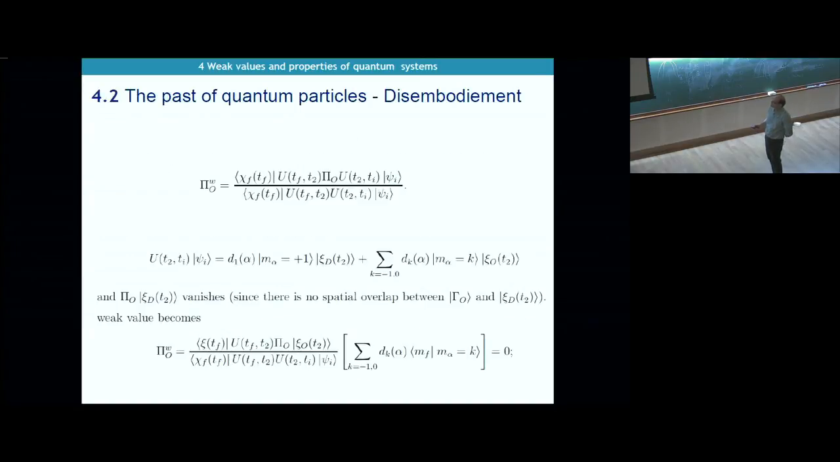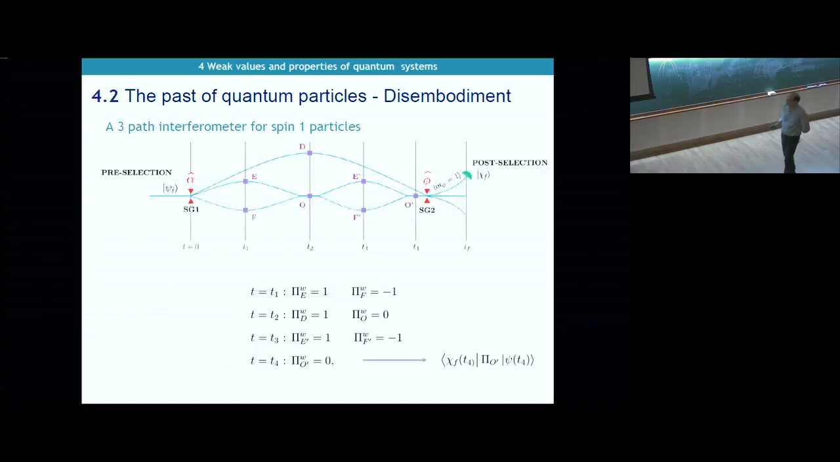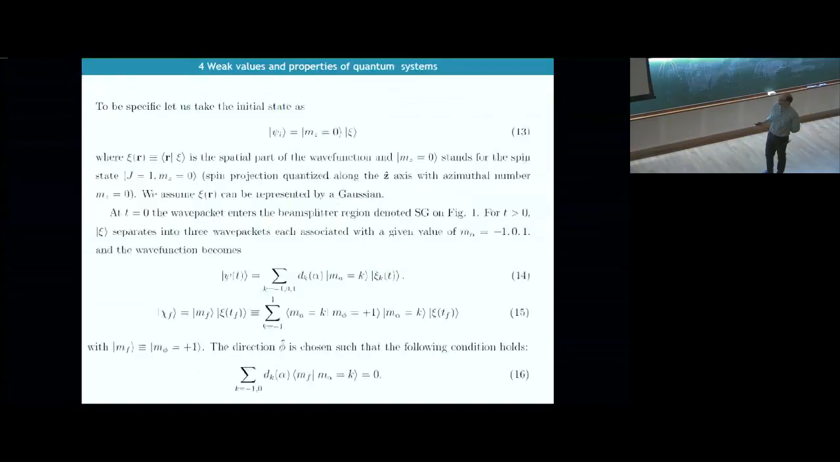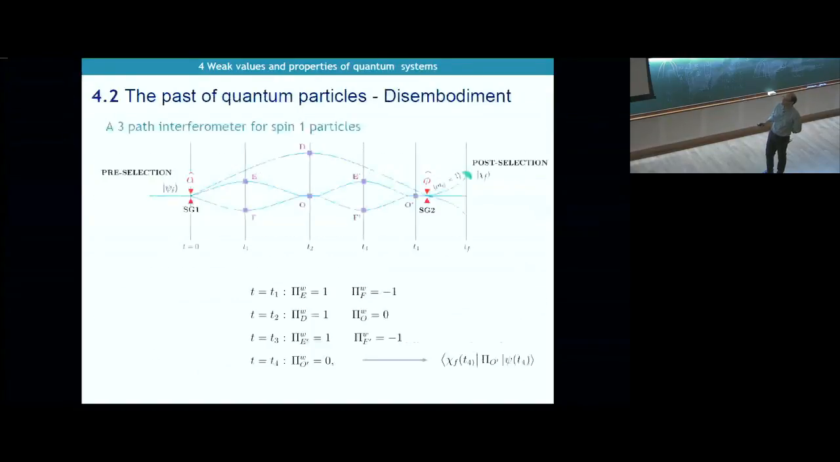Because then, I'll just jump to this slide. When I do this, I can compute the weak values, and if this condition here holds, then the weak value here is 0, and the weak value here is 0. So at t equals 1, I have two weak values at E and F, which are 1 and minus 1. The weak value at O here is 0, here it's 1, and here again it's plus and minus 1, and here it's 0.